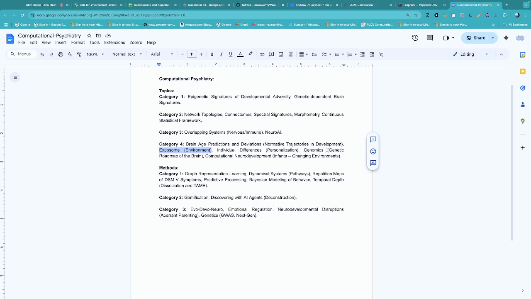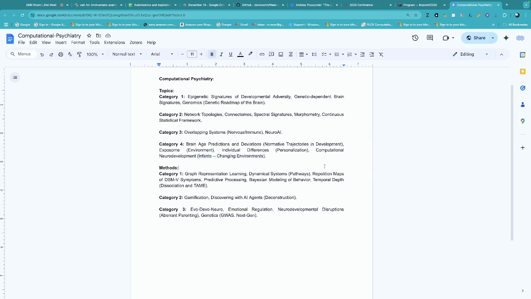Then we have genomics, or genetic roadmaps of the brain. So that maybe goes into category 1. We might just put that over in category 1, and I'm trying to refine this as we go along. Computational neural development, which includes infants in changing environments.